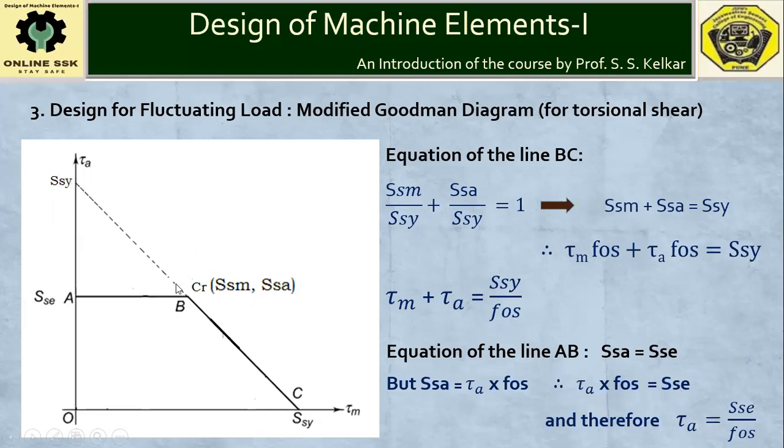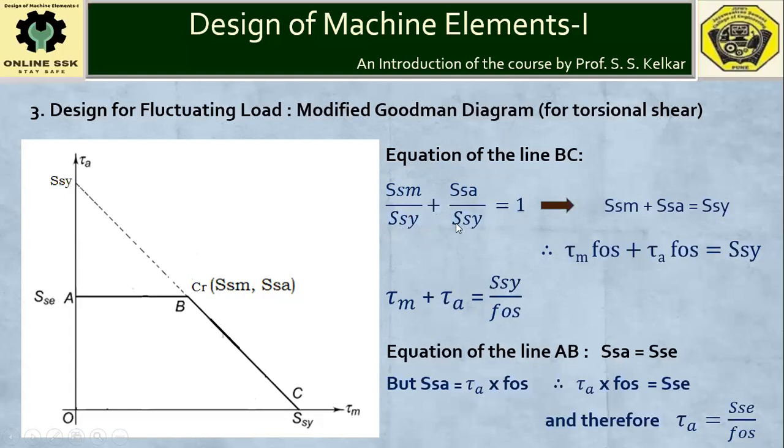Now, as far as the line joining SSY on y-axis to SSY on x-axis, that is line BC, is considered. Here, x coordinate divided by x intercept plus y coordinate divided by y intercept is equal to 1. Equation of any line can be expressed in this form. Now here x coordinate is SSM, x intercept is SSY, plus y coordinate is SSA, y intercept is SSY, is equal to 1.